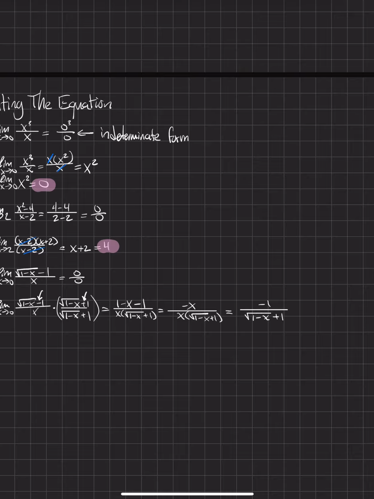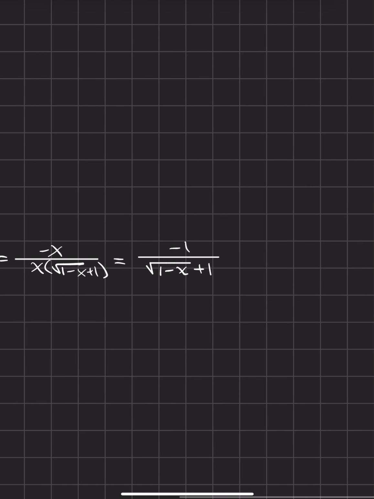And so then we have to remember what we're actually trying to do. We're trying to find the limit as x approaches 0 of this function, right? So now that we have it in this form, can we plug in a 0? Well, the answer is yes now, because 1 minus 0 is just 1, and the square root of 1 is 1. So 1 plus 1 is 2. And so we get that our answer here is going to be -1/2. Let's highlight that.